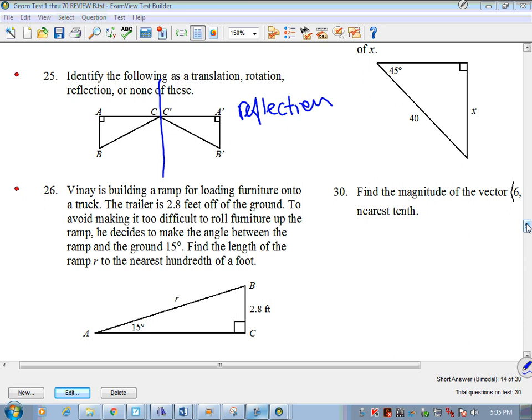Okay. And 25, that's all we need. All right. I prefer if you can identify the approximate line of reflection, but reflection is all the answer that's necessary.